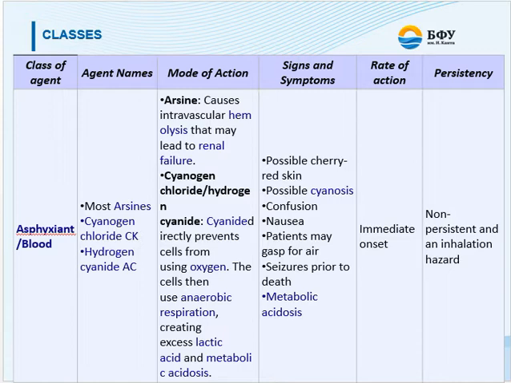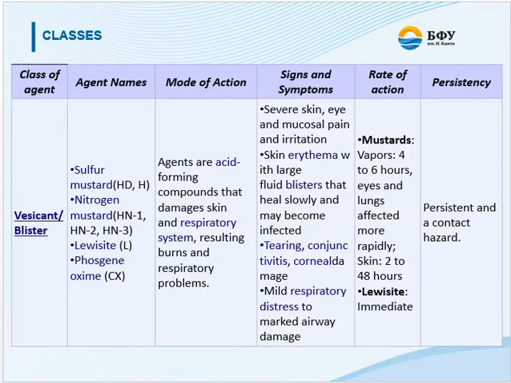Seizures prior to death, metabolic acidosis. Rate of action: immediate onset. Persistence: non-persistent and inhalation hazard. Vesicant blister agents: sulfur mustard, nitrogen mustard, lewisite, phosgene oxime.